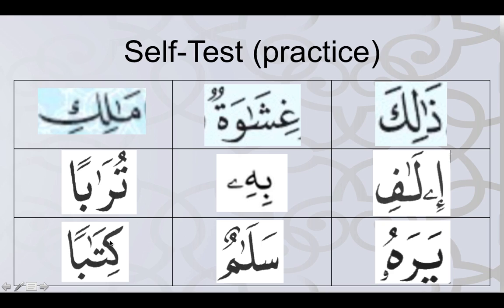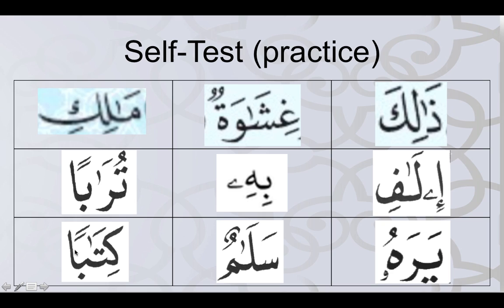Next word, Kaf kasra ki, Ta fatha Alif Sagheera ta, Kita, Ba fathatan ban, Kitaban. So the letters that we did today were dhalika, ghishawa, malik, ilaf, bihi, turaban, yarahu, salam, kitaban.